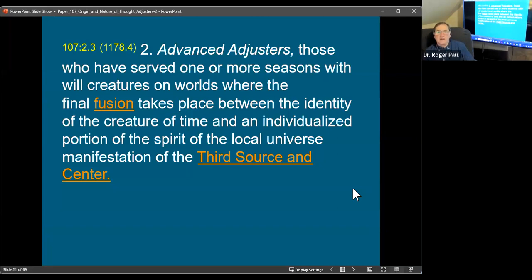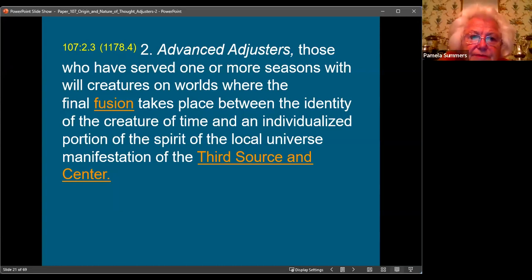Advanced adjusters. Okay. Pam, would you take this one, please? Sure. Number 2, advanced adjusters, those who have served one or more seasons with willed creatures on worlds where the final fusion takes place between the identity of the creature of time and an individualized portion of the spirit, local universe, manifestation of the third source and center.